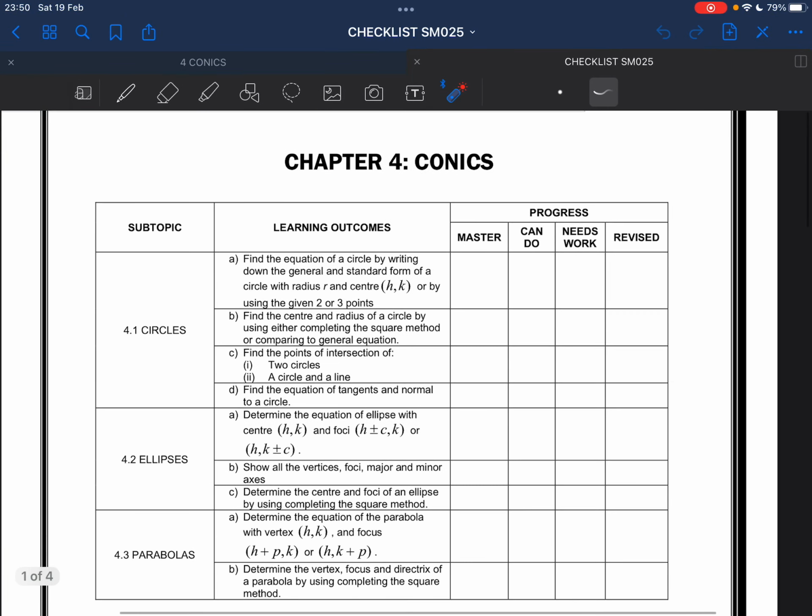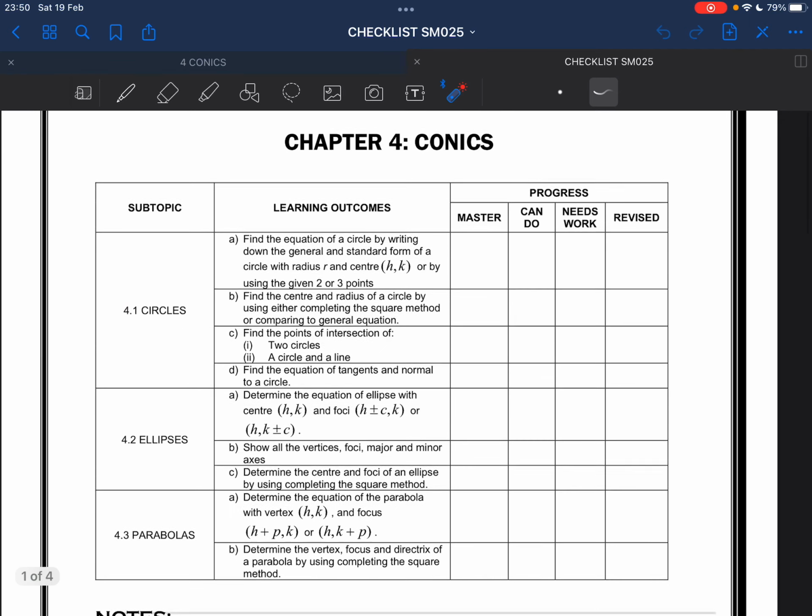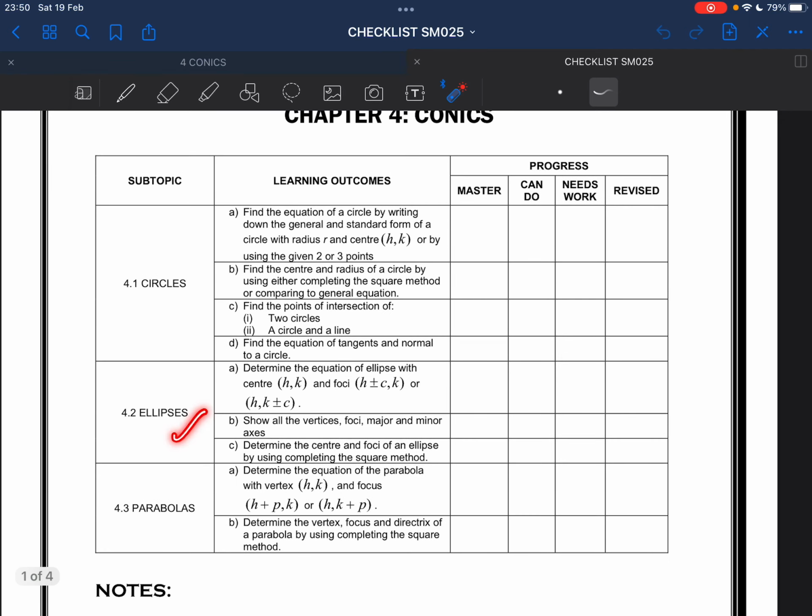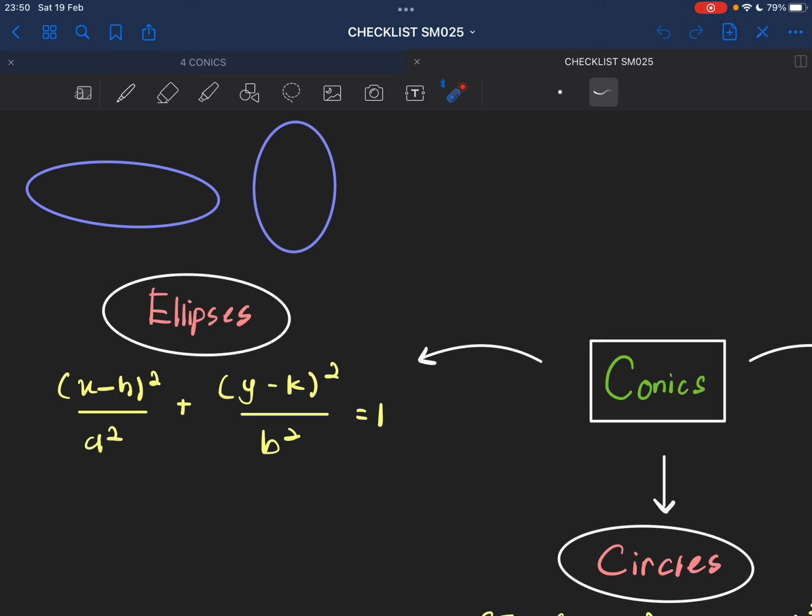So we have finished subtopic 4.1 circles. So now for this video, we are going to continue to subtopic 4.2, which is ellipse. So here is the standard equation for ellipse, with a horizontal ellipse with horizontal major axis and a vertical ellipse. So what is the difference between these two shapes? What differentiates these two shapes here?